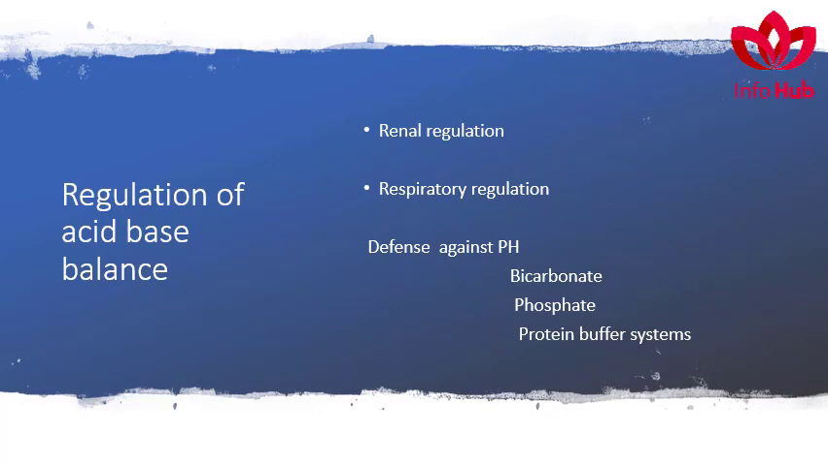Regulation of acid-base balance is very important in your body. In a normal person, usually there are buffer systems like a bicarbonate buffer system, a phosphate buffer system, and a protein buffer system in order to maintain the normal pH. And then there are two major organs that contribute to your normal acid-base balance. One is renal regulation and the other is respiratory regulation.